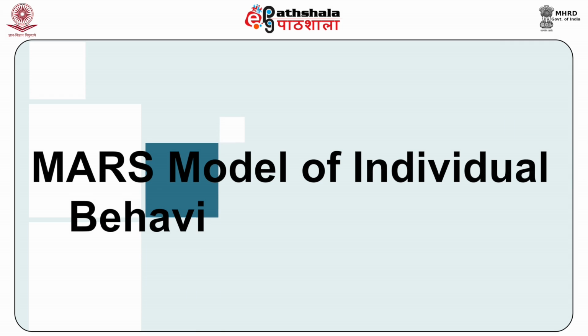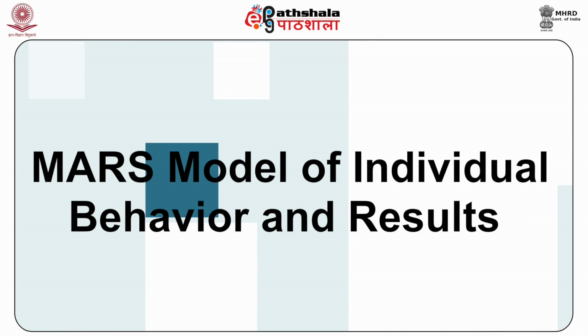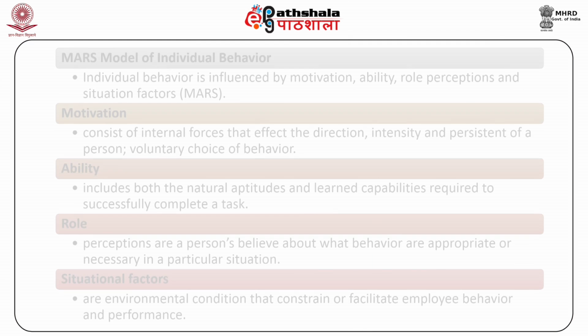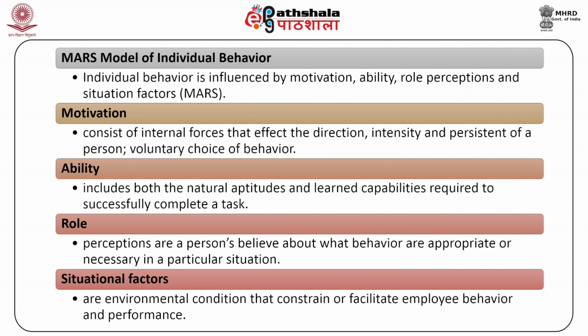There is a very important model of individual behavior which is called MARS, M-A-R-S. This model states that there are 4 factors which have combined effect on the individual's performance. If any factor weakens, employees' performance will automatically decrease.